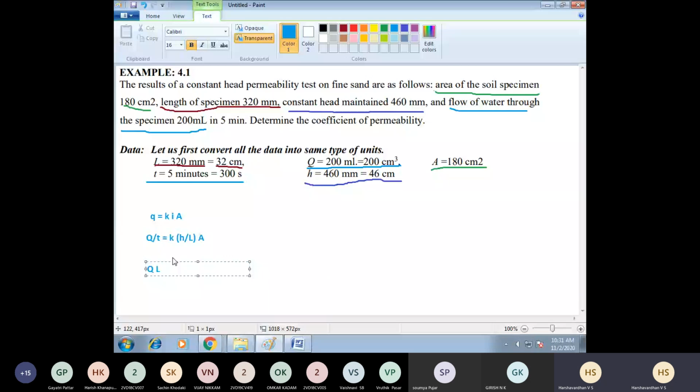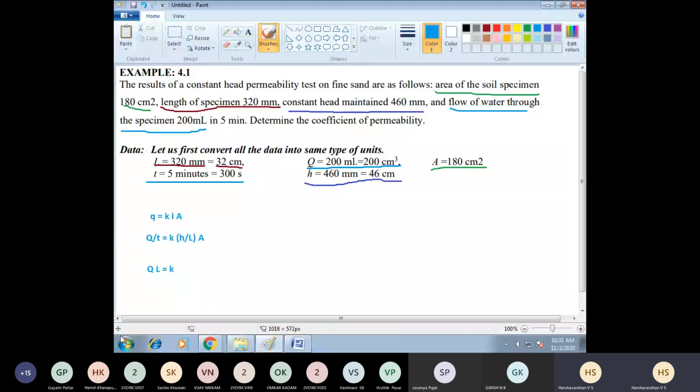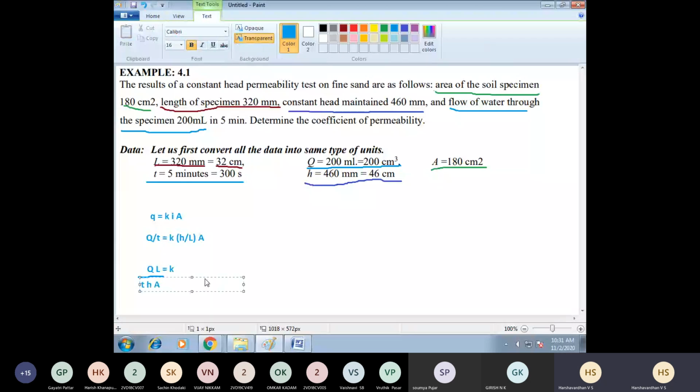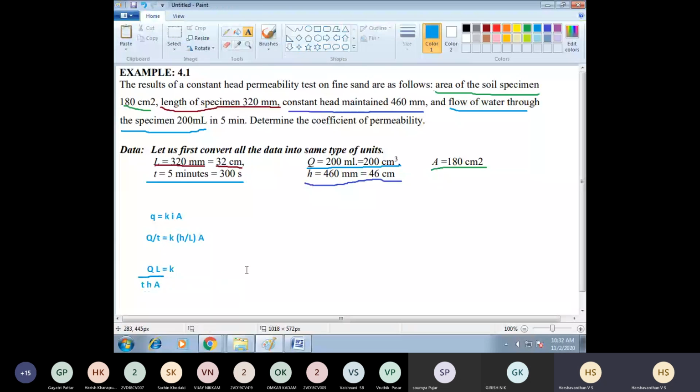divided by T, which is already in the denominator, and H into A. So K is equal to Q into L divided by T into H into A. Please remember this formula.